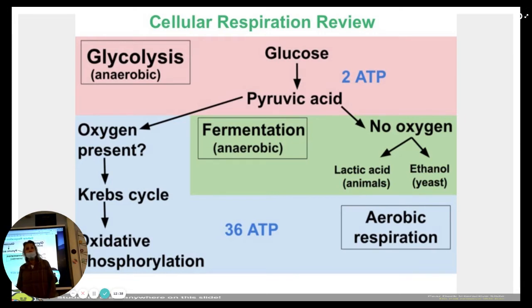lactic acid, which makes our muscles sore. But other organisms, when they're doing anaerobic respiration, plants, yeast, they'll convert it to alcohol. Yeah. But in both of these reactions, they're oxidizing NAD so they can make ATP again during glycolysis. Okay. If you do have oxygen, though, you won't go down the fermentation route. What is step two if you do have oxygen?